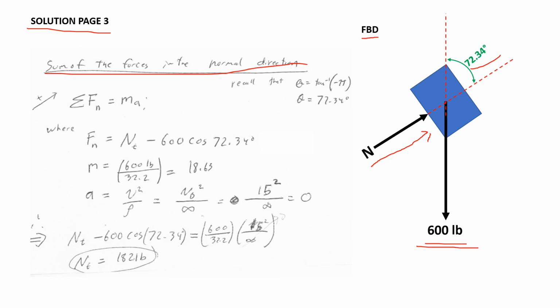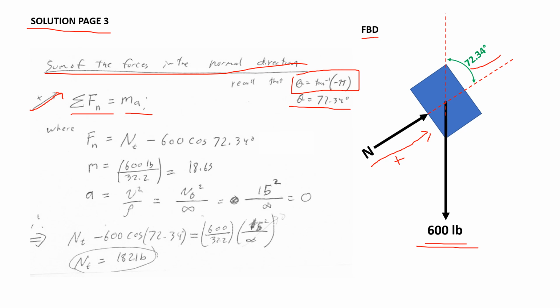So we recall Newton's second law, the summation of force is equal to mass times acceleration. For our case here, summation of force in the n direction is equal to mass times acceleration. We're considering this to be the positive n direction here, going up right there. We recall we have our angle here of 72.34 degrees based off of our inverse tangent of negative pi. So we have that to break down our weight force.